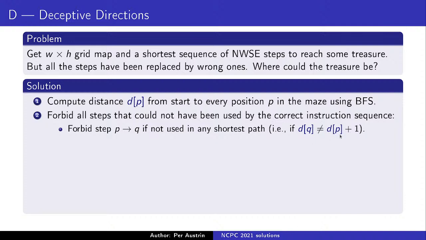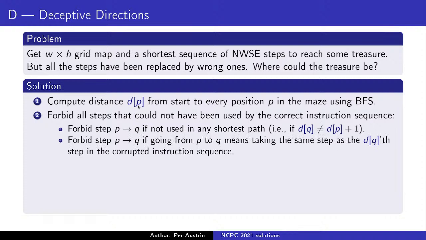Whenever the distance of Q equals the distance of P plus 1, then there is some shortest path in the graph that goes to Q via P. And then this step from P to Q could be used in a shortest path. But if these are not equal, then this step could not be used in any shortest path.